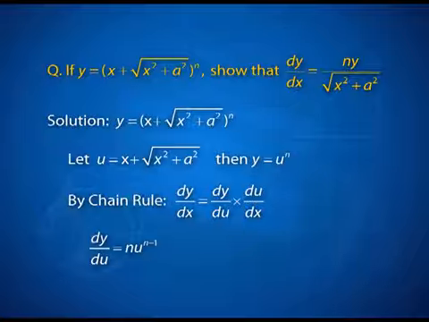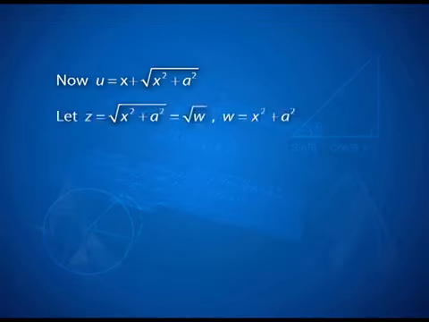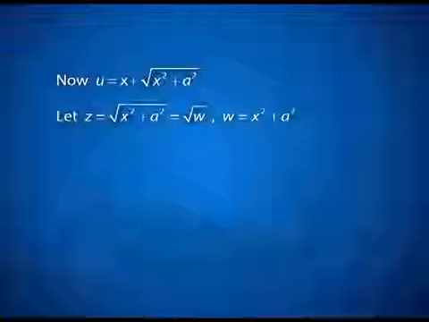Let us focus on u. U is x plus root of x square plus a square. It is not just a sum of two functions. The second part of this function is again a composition. So, let us just take that to be z. So, if z is root of x square plus a square, then the base function, that is x square plus a square, can be taken as w, and therefore, z becomes root of w.